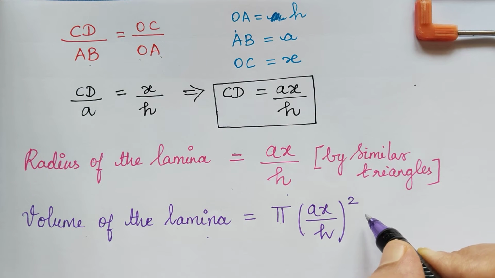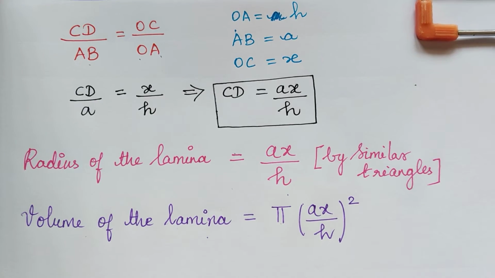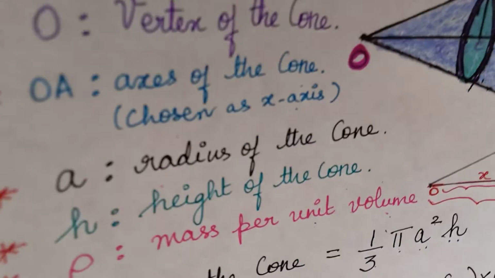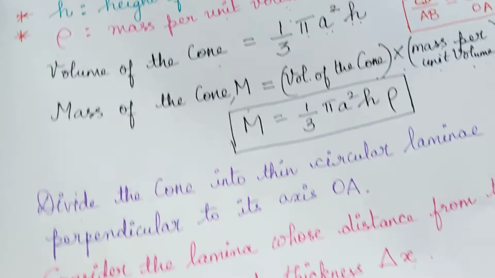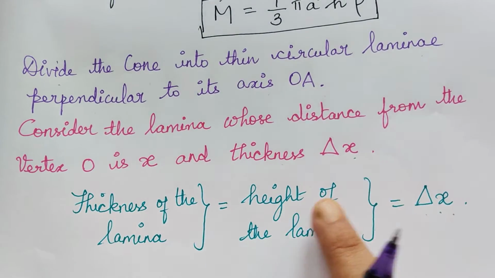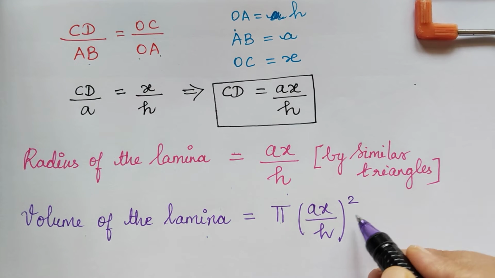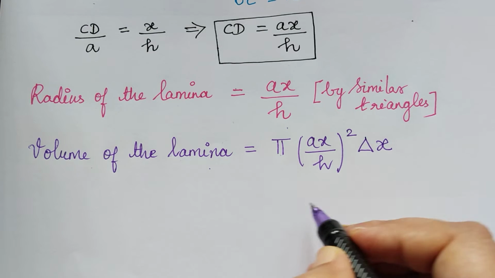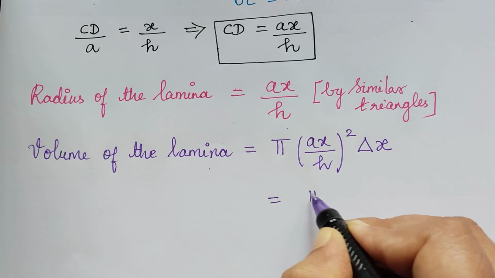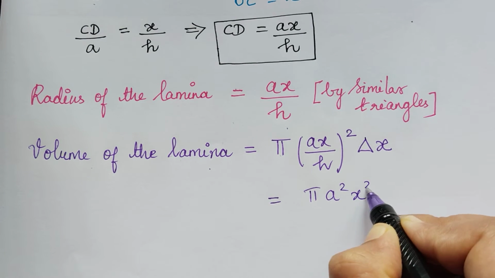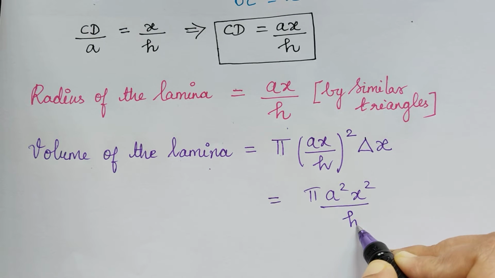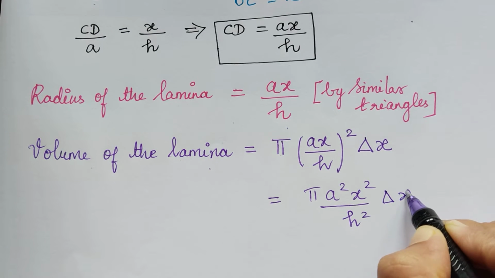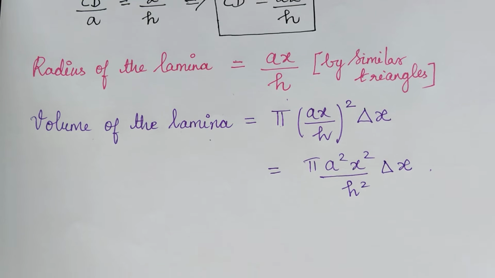The height of the lamina, that is the thickness of the lamina, is the height of the lamina. Already we saw that, here we have written that the thickness of the lamina is equal to delta x. So using that we have to multiply this with delta x, and so therefore the volume will be equal to pi a square x square divided by h squared multiplied with delta x. So this is the volume of the lamina.